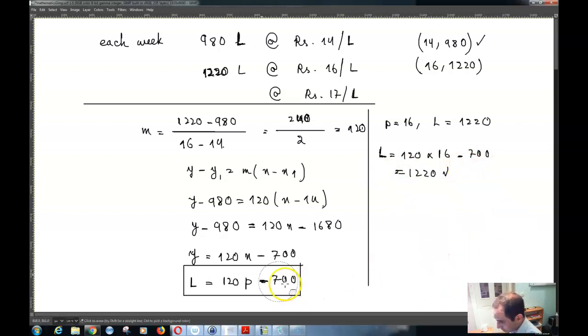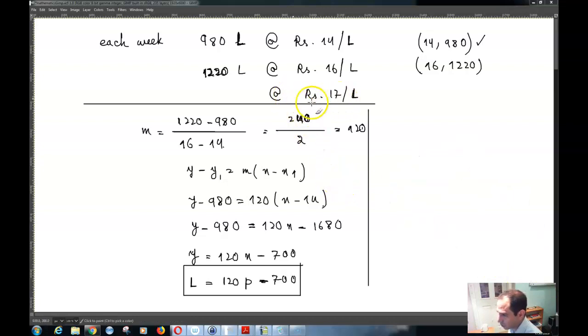Now, what that means is that the relationship is actually correct. Now, we wanted to know what L is, I mean, how much milk you can sell if the price goes up to 17 rupees per liter. So that means that when P is equal to 17, then what is L?